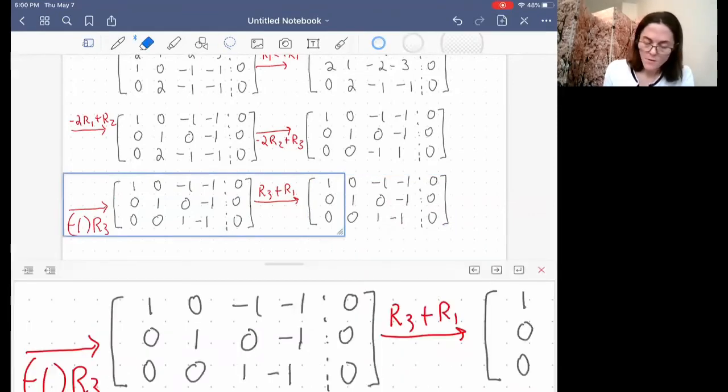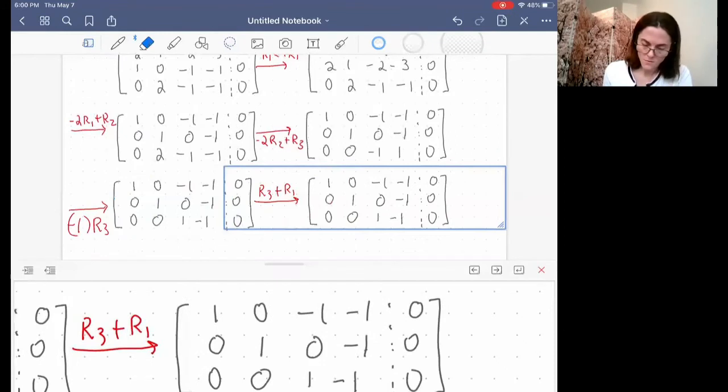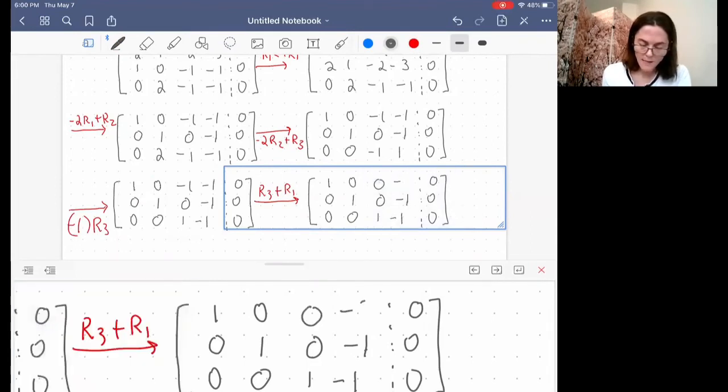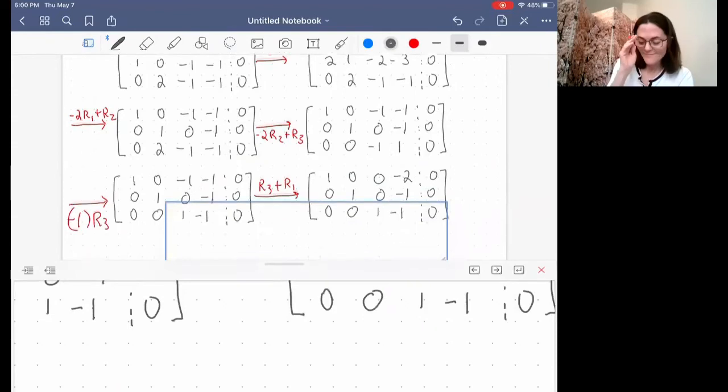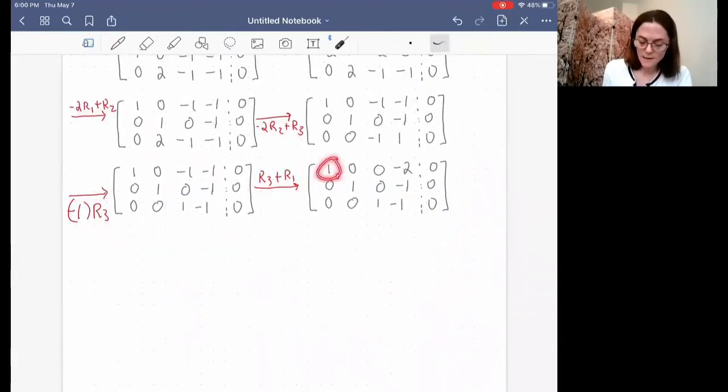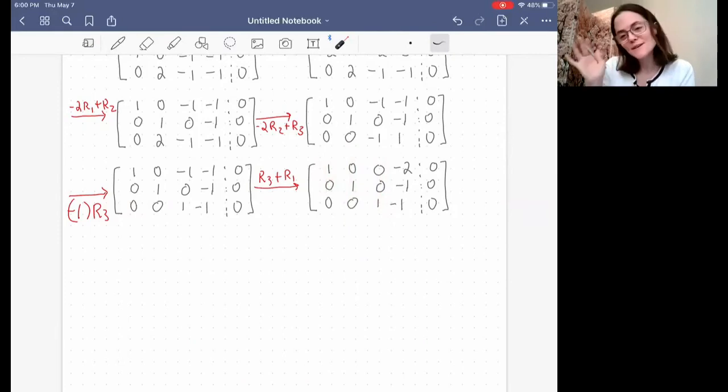And here we go. Add this one, and this one will change. Okay, so this one when I add becomes 0, and this one when I add becomes minus 2. We are in reduced row echelon form. Okay, leading 1, leading 1, leading 1. Look up, look down. In those columns, all you see are zeros. Reduced row echelon form. Oh, it's so nice.